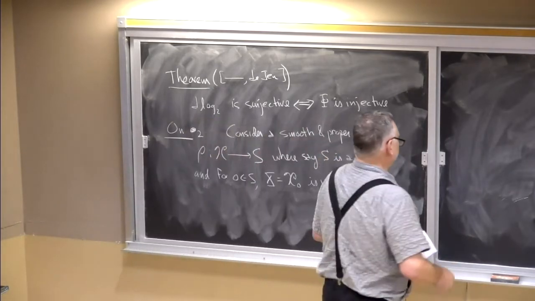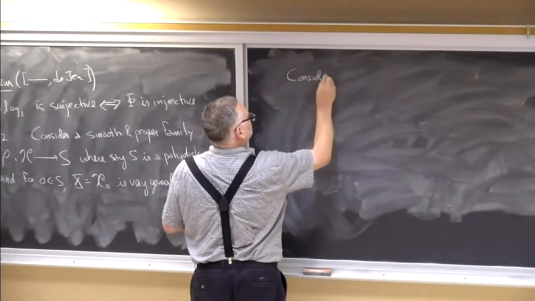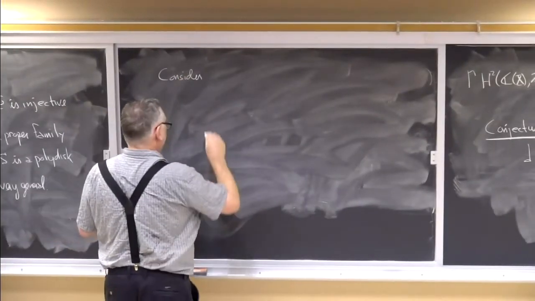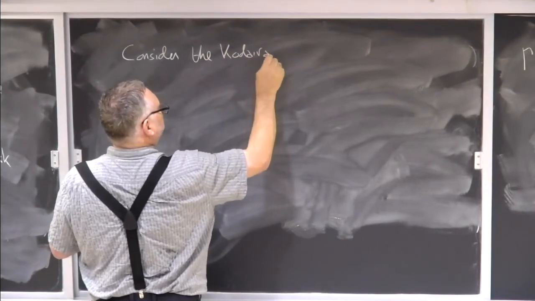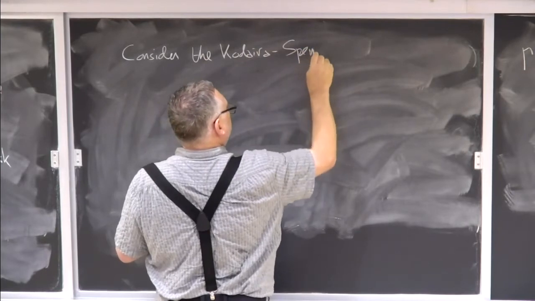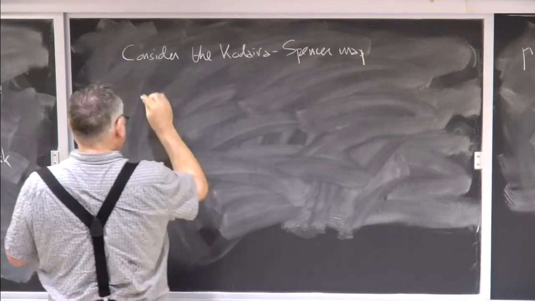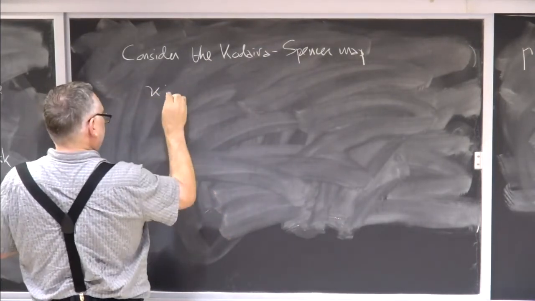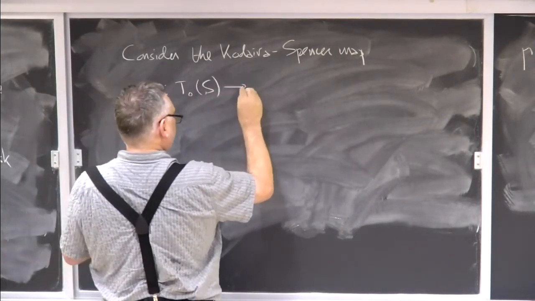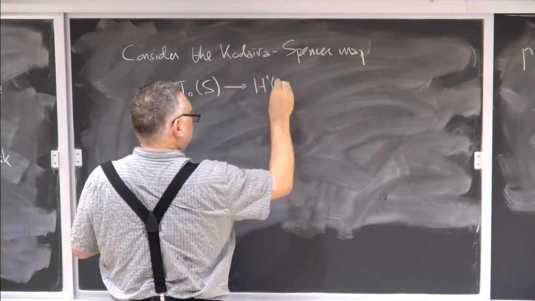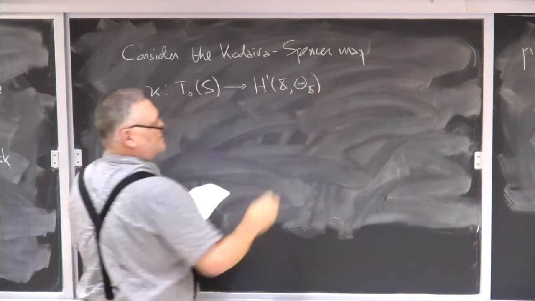Okay, so what I'm going to do is consider the Kodaira-Spencer map. Well, kappa goes from the tangent space T0 of S to H1 of X, looking at the sheaf of holomorphic vector fields on X.